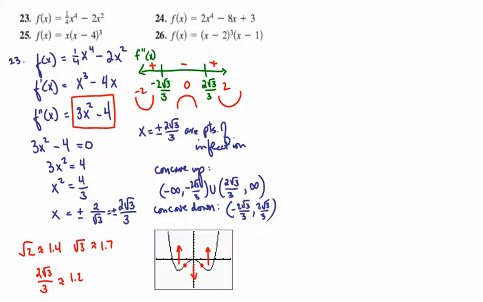We'll go on to number 25. Number 25, we have f of x is equal to x times x minus 4 to the third power. Now we could think about multiplying this all out, which still may not be a bad idea, but I'm going to go with the product rule here.